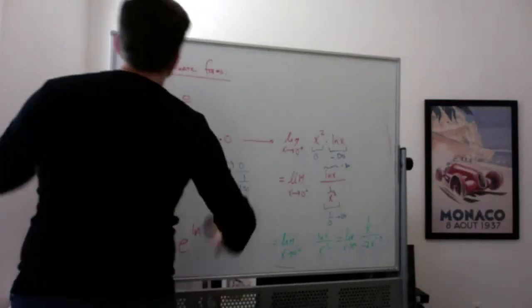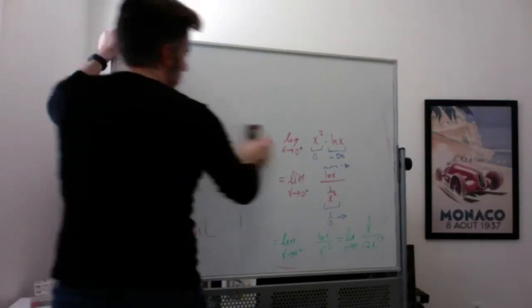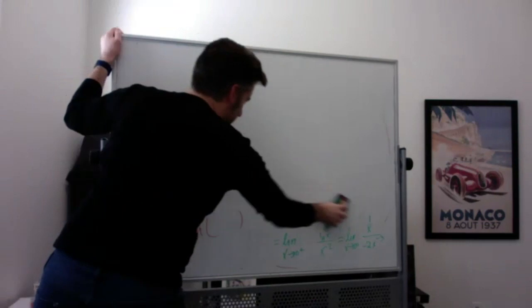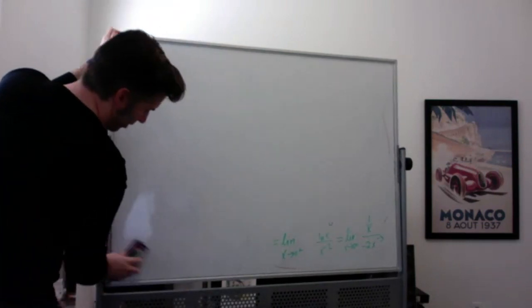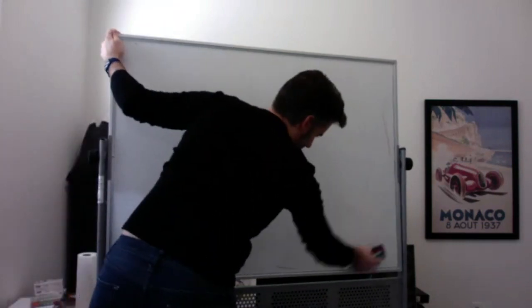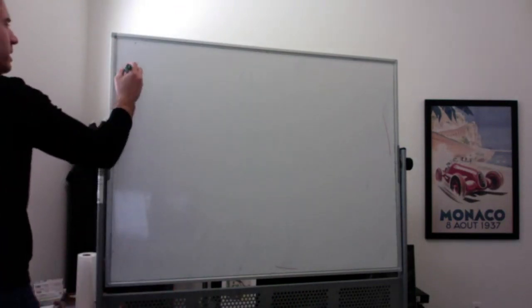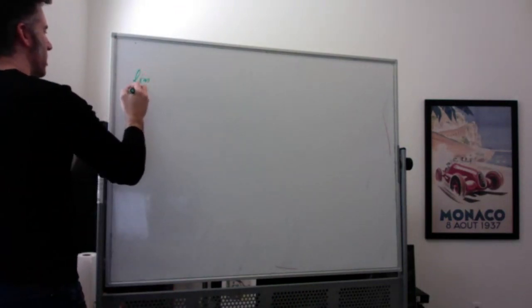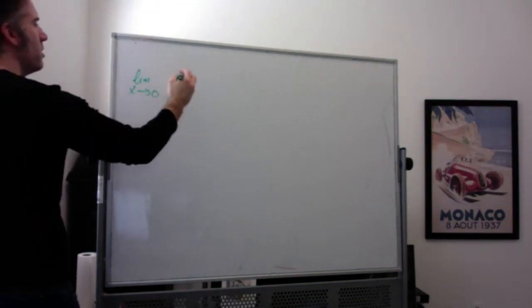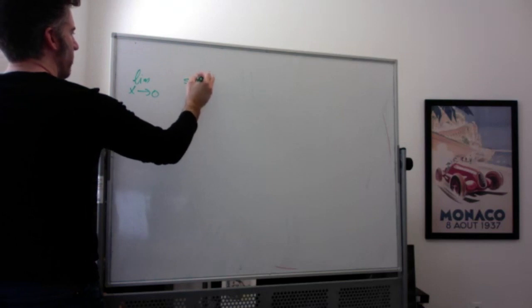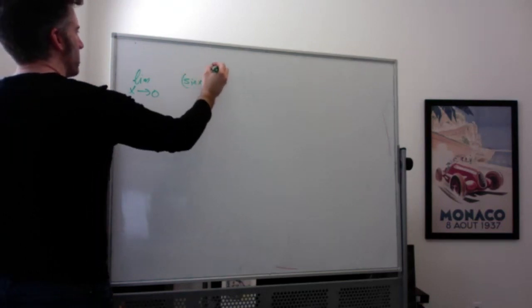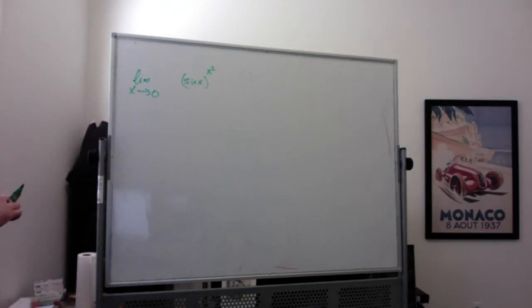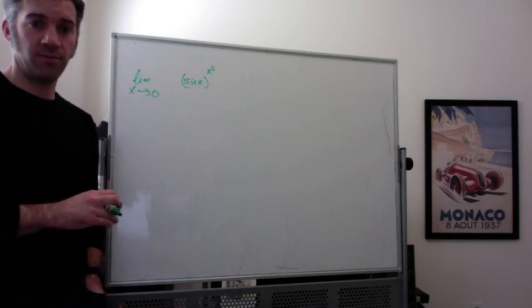Where are we at time-wise? Okay. Let me do 1 or 2 more exponential ones, because I feel like of all the ones, those are typically the ones that can be very challenging. So let's look at something like the limit as x goes to 0 of sine of x to the x squared power. That looks like it's going to be terrible.